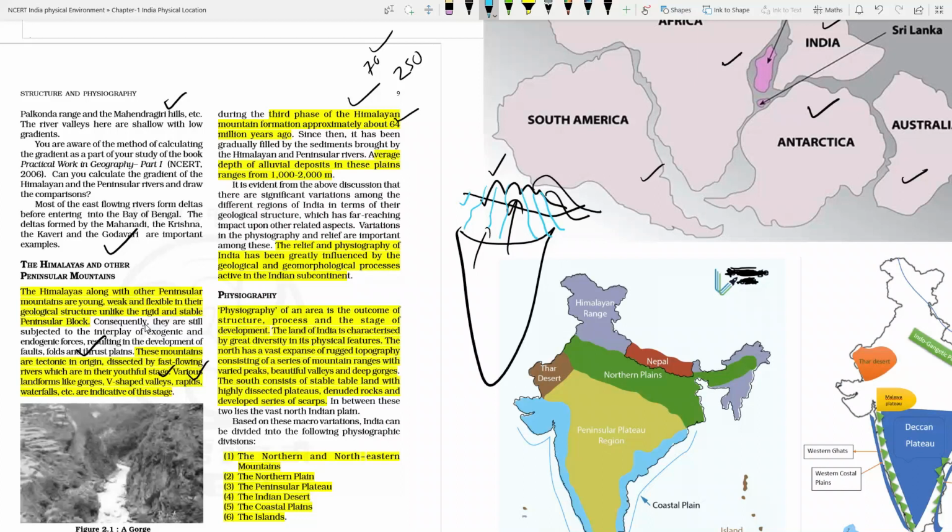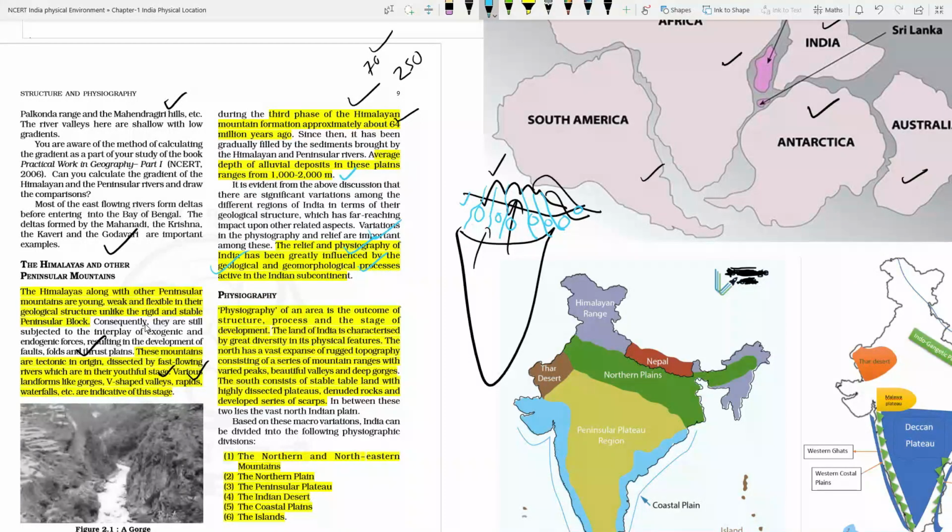And if rivers are flowing, they will also keep on depositing the sediments, alluvial deposits. So on the foothills of the Himalayas, you can see those kinds of alluvial soils which are present. Roughly around 1000 to 2000 meter deposition of the alluvial soil is there, and those will be forming the Indo-Gangetic plain. So relief and physiography of India has been greatly influenced by the geological and geomorphological process.